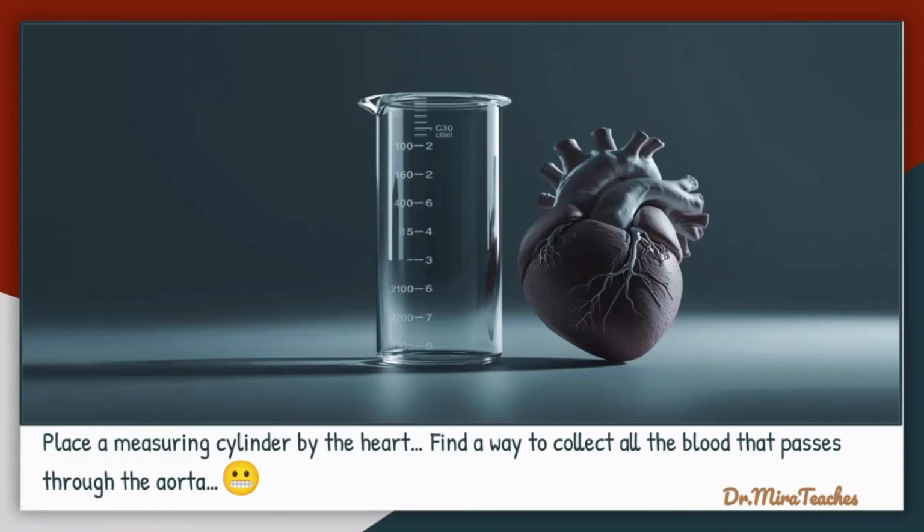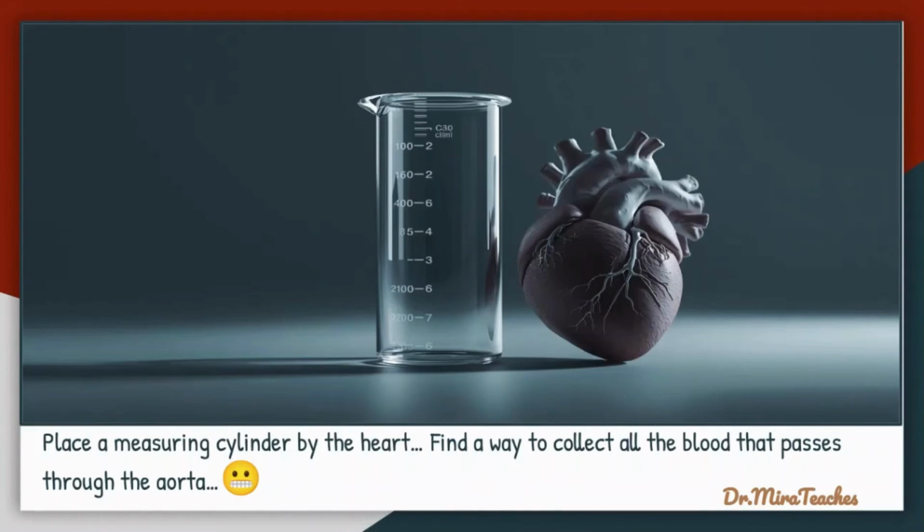Maybe you don't really get it. So I want to go through a stepwise procedure that will help you get cardiac output. Now, please do not try this at home, at school, or anywhere. Try this only in your mind, in your imagination. Okay, so what do you have to do?